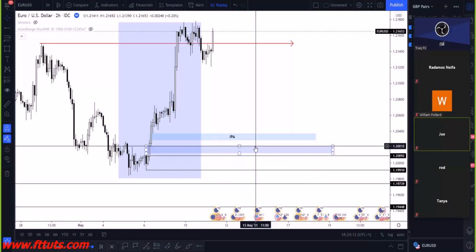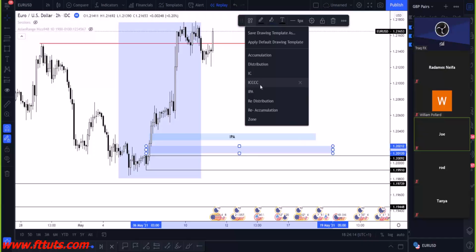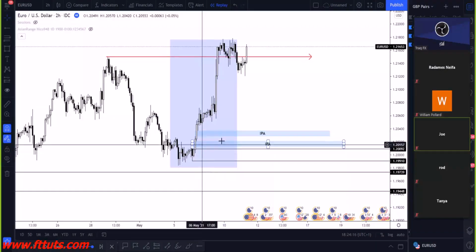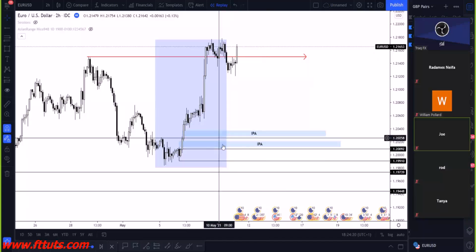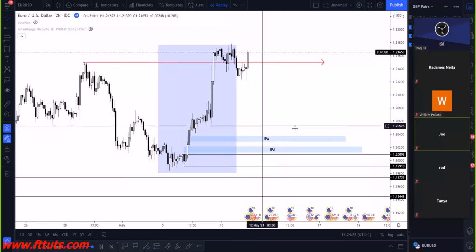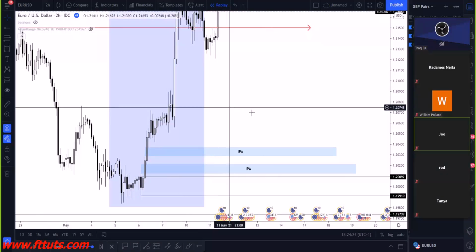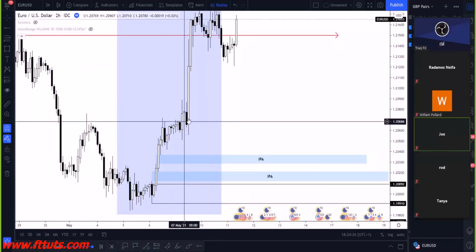Boom, IPA. IPA just means insufficient price action, same thing. But boom, so we have an imbalance right beside our IC candle, which increases the probability of price reacting off of it. Now someone might say, what about this institutional candle over here, right? Is this technically considered valid?